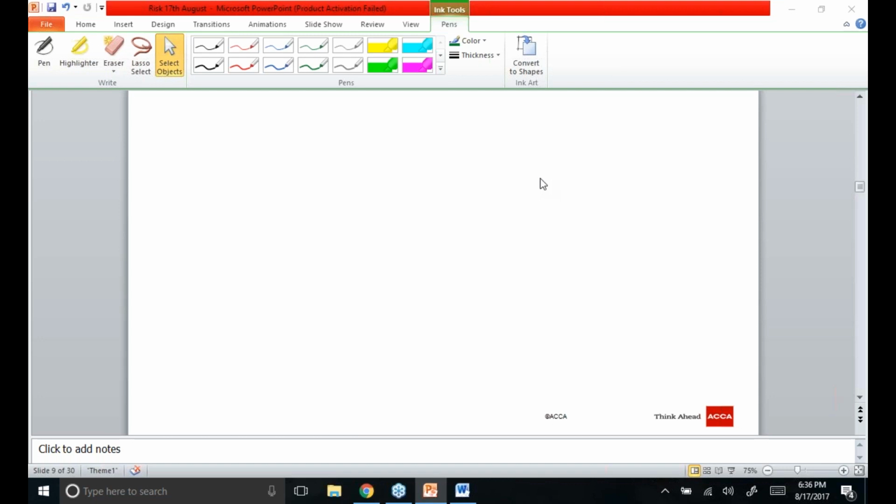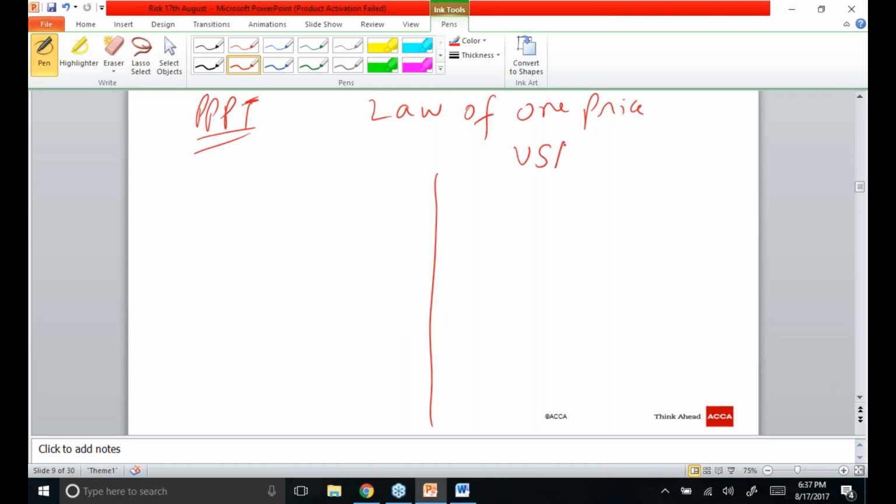Okay, there is a question about the law of one price. I'll explain it again, but that is not that important in P4. Purchasing power parity theory assumes that in the world all commodities have the same prices. Let's suppose there are two countries. One is USA and the other country.